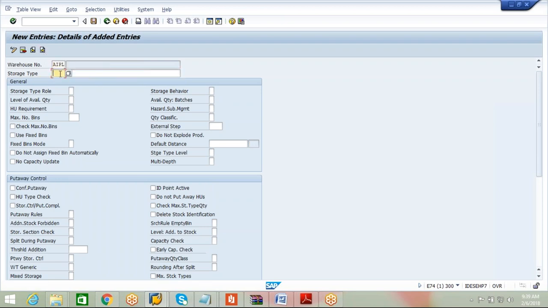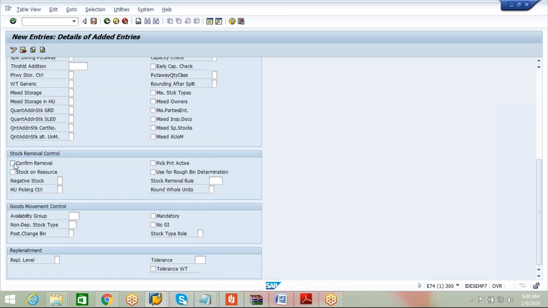Our this one, AIGR. AIPL is our warehouse, GR zone. But here, storage type role is staging area group. Staging area, this one. Here, confirm put away, and put away rule is general, that staging area general. Confirm removal. And I am not using any availability group here. Okay, I will explain during the transaction.